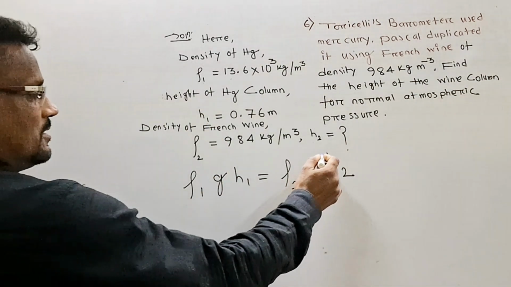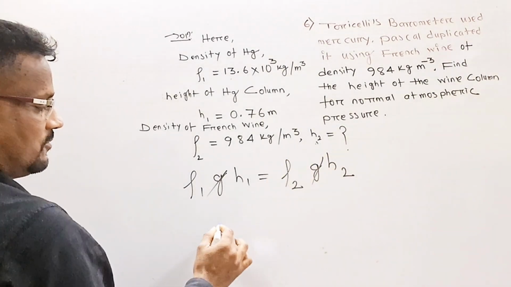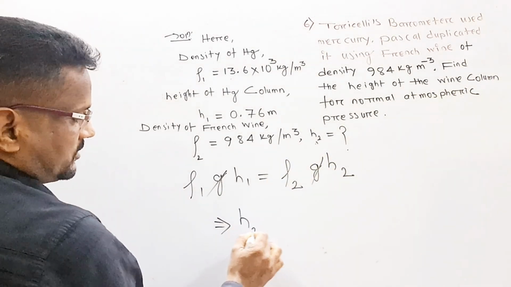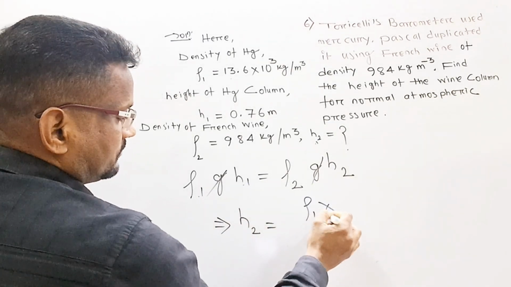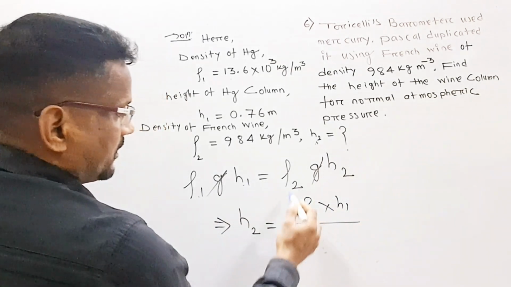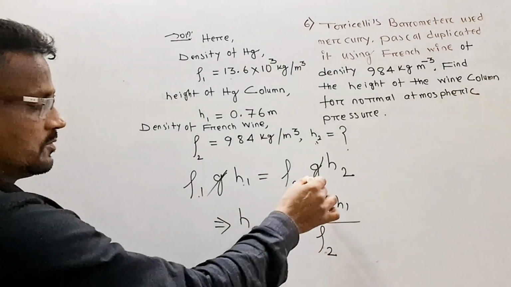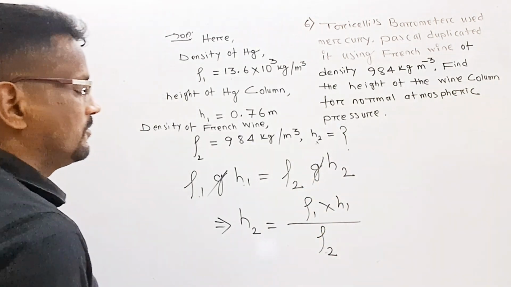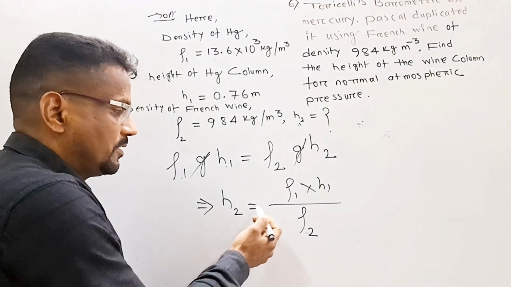Now see, g on both sides is equal, so it cancels out. We have to find the value of H2. So H2 equals rho 1 into H1 divided by rho 2. All these values are given, we just have to put in the values and calculate. Now let us put in the respective values.